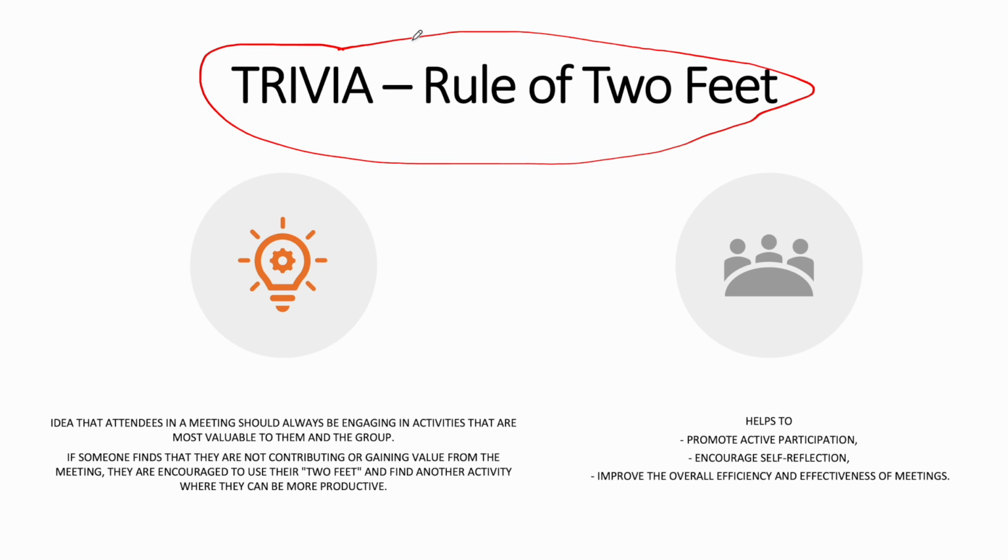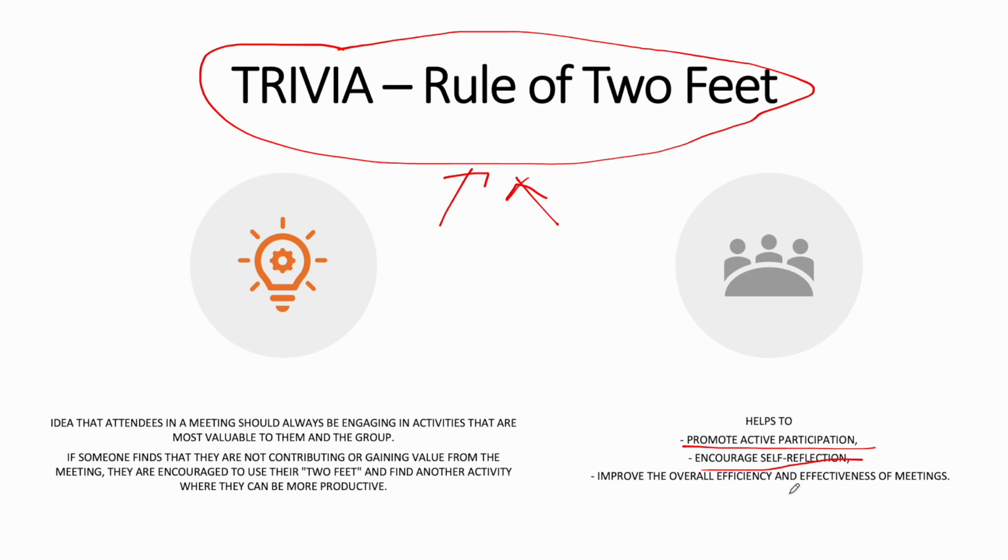So what does it mean? It means that if someone finds that they are not contributing to the meeting, then they are encouraged to use their 2 feet and leave to a place where they can be more productive. This is something agile teams follow. If they are not contributing to the meeting, they will not be participating in the meeting. So this helps to promote active participation, and encourage self-reflection.